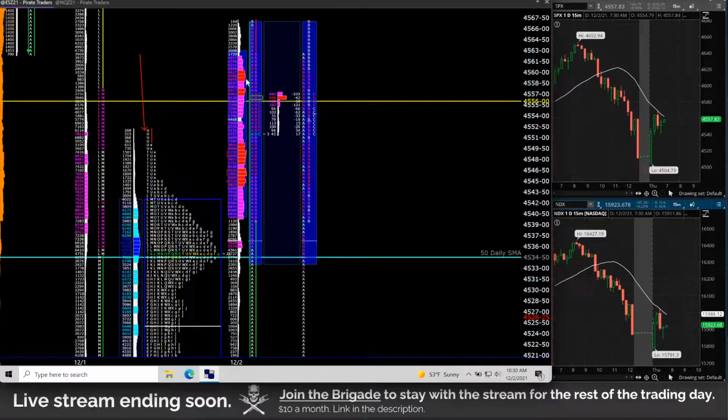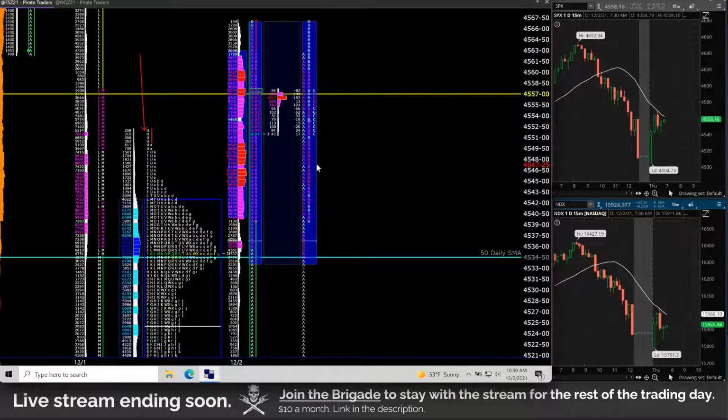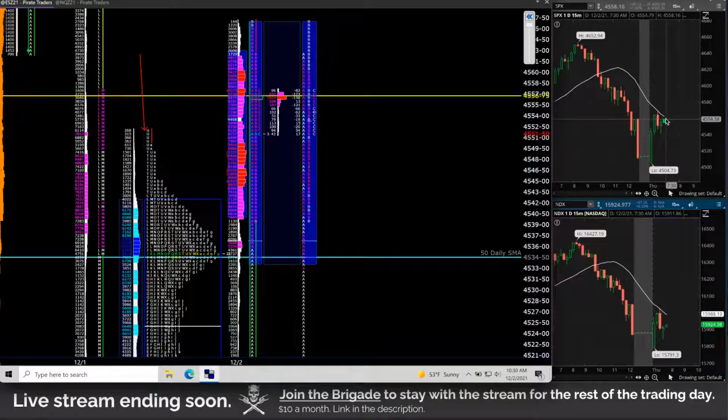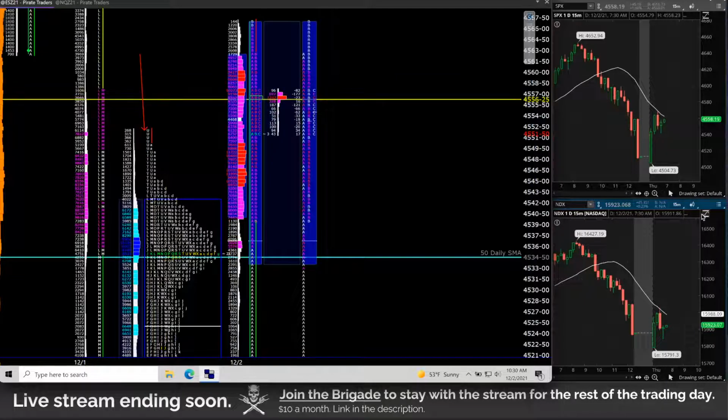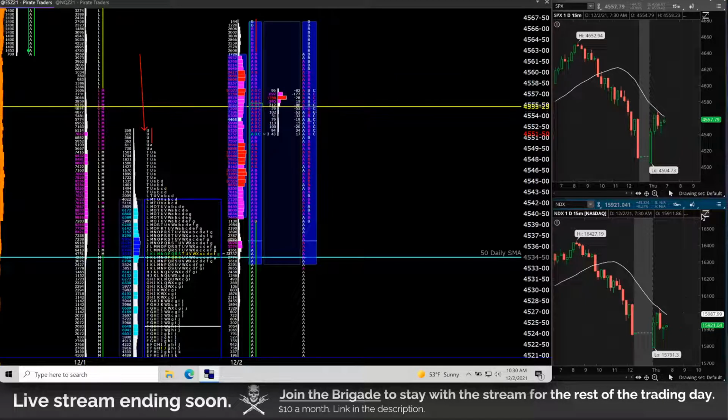All right, we're testing this node that was previously support. Will it become resistance? Also looks like we're about to retest that 20 moving average on the ES on the 15-minute candles.